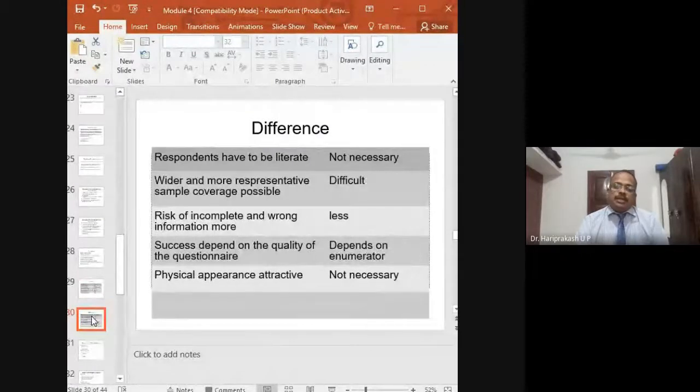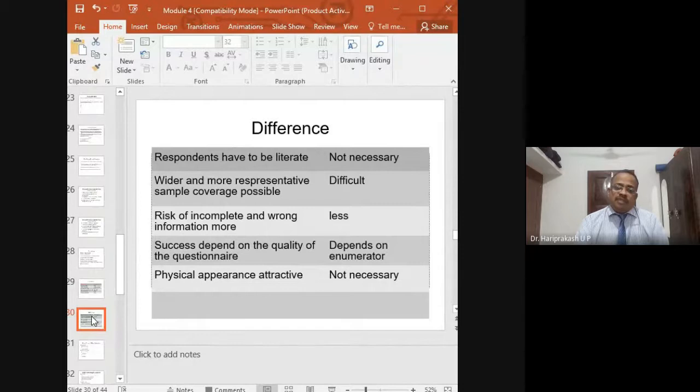Wider and more representative sample coverage possible. So you can cover more samples, a larger sample size, and much easier. So the process of collecting from a large population is much easier in questionnaire, because it is distributed electronically or through mail or through post like that. But whereas here it is difficult, because people have to travel, they have to carry the schedule with them, personally visit the houses and collect it. So in that way it is difficult.